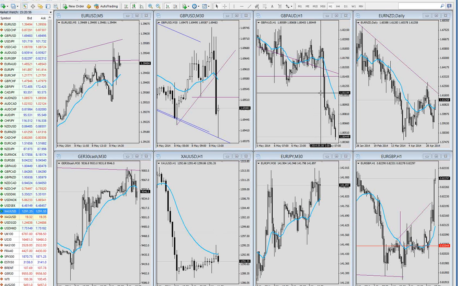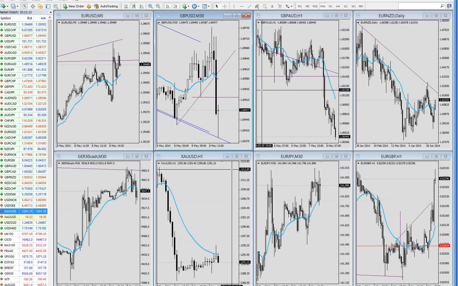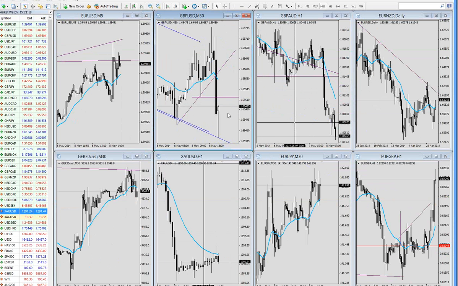Okay. So now pound wants to bounce. There you go. And it's not going to look nice because of this demand here. So let's see what's going to happen around our selling levels.